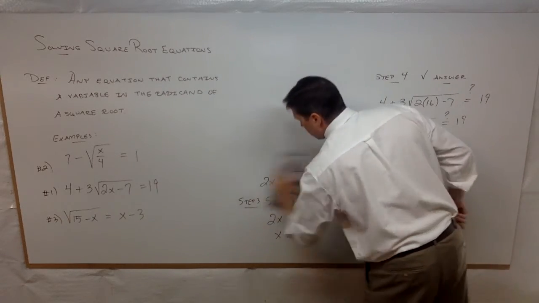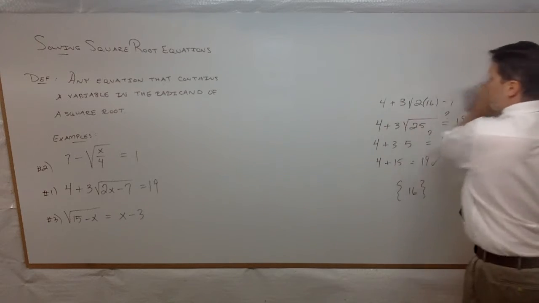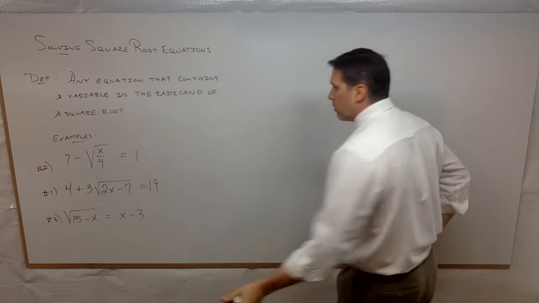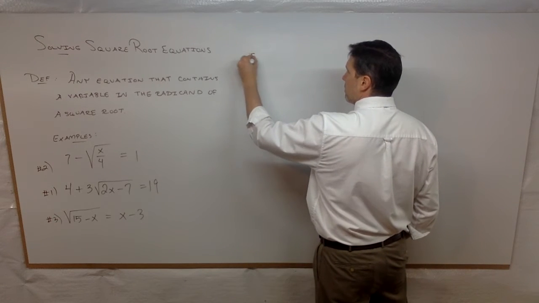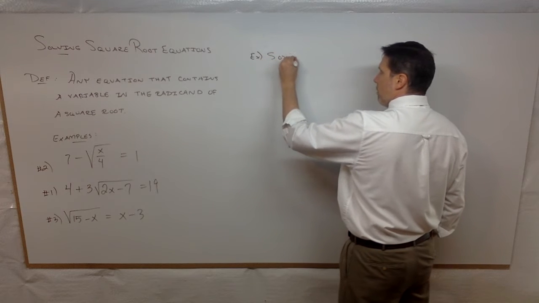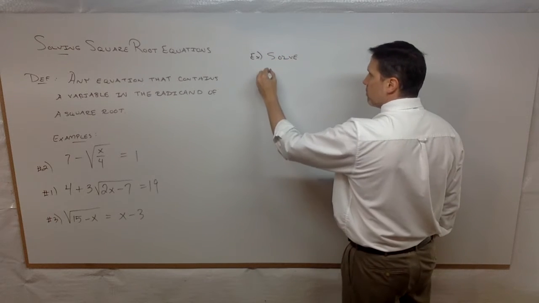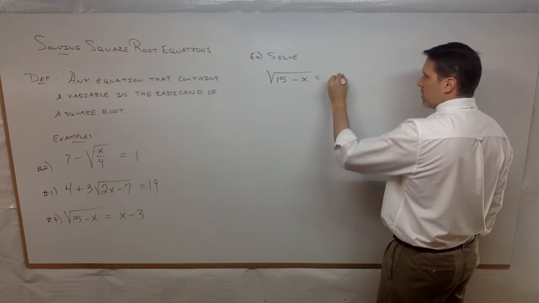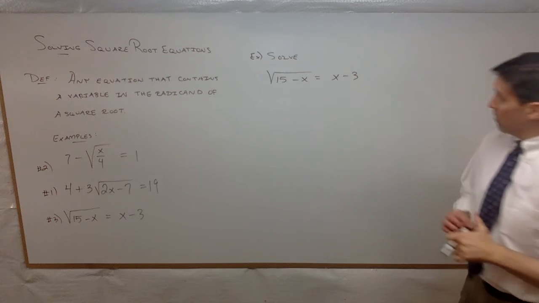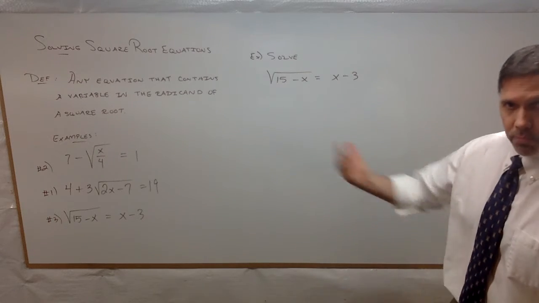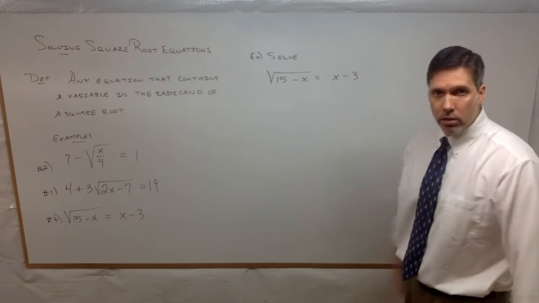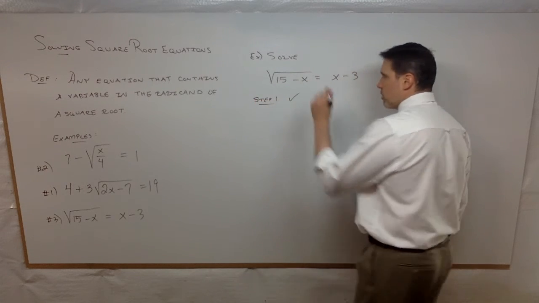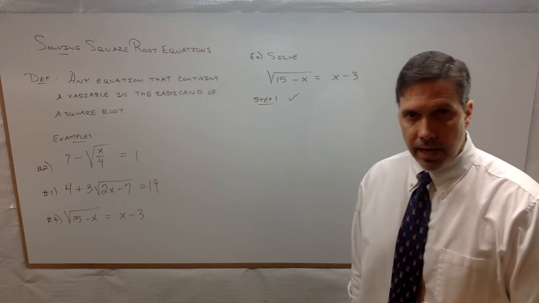So, the third one, let's kind of get through this. The third one, we have to solve: the square root of 15 minus x equals x minus 3. All right. Step 1 of the process would be to isolate this square root. Well, good news. Step 1, nothing to worry about. Just put a check mark because the square root already is isolated.